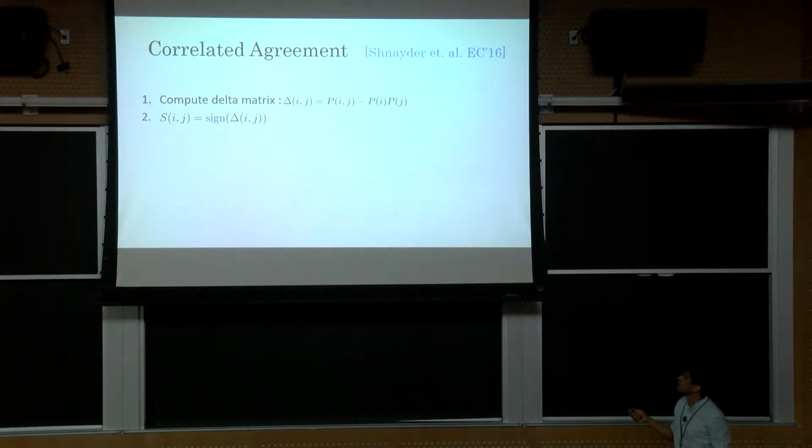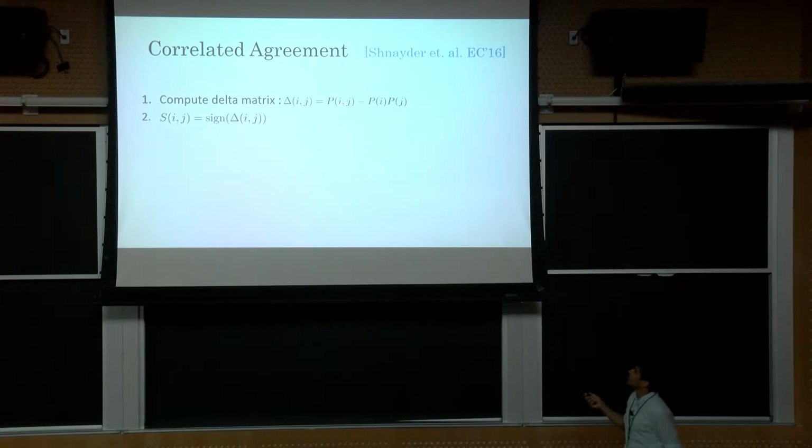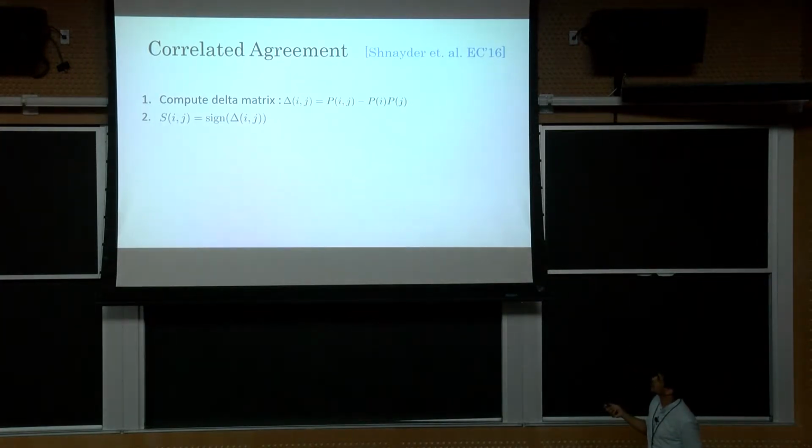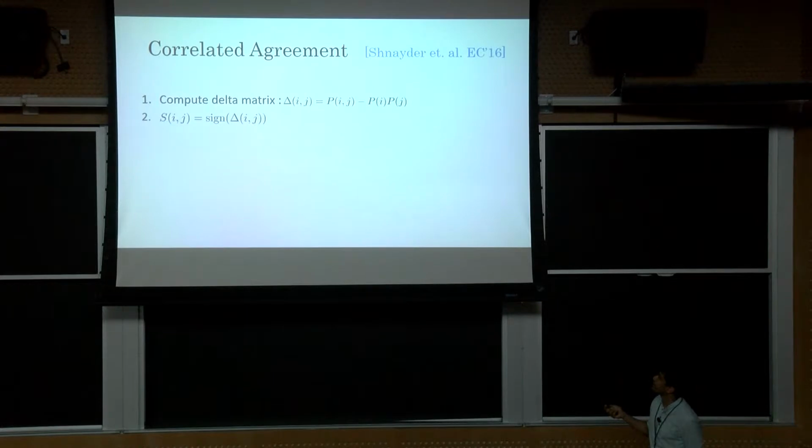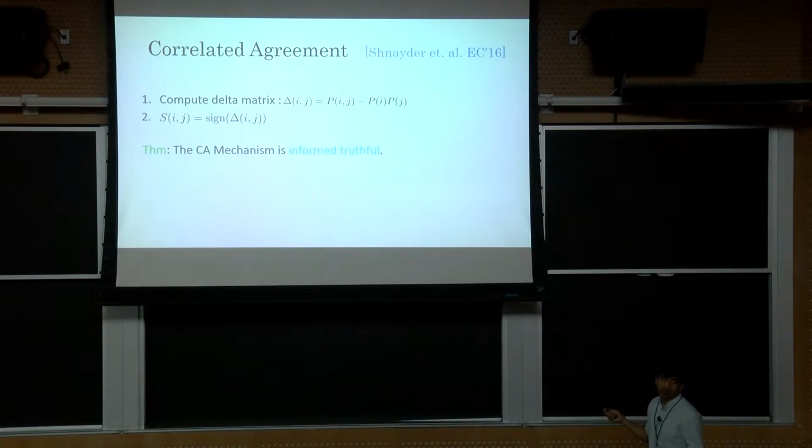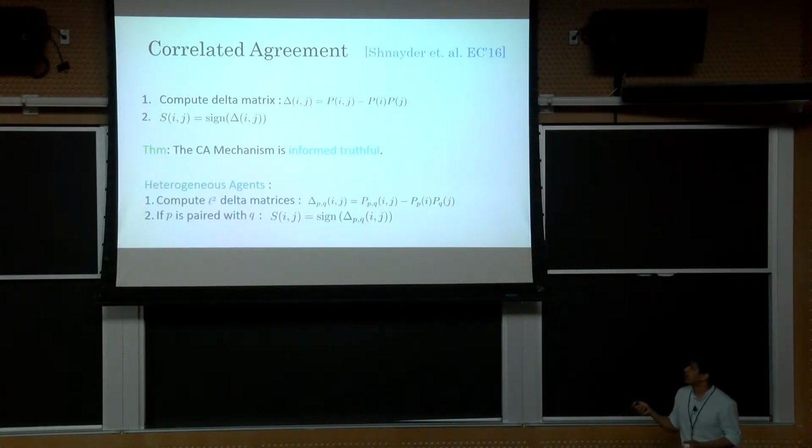Throughout this talk we'll use different delta matrices, so I just want to highlight that this is a key part of our talk. With this generalization, the CA mechanism can again eliminate any uninformed equilibria. And if you go to heterogeneous agents, a natural generalization would be to just learn the delta PQ for every pair of agents P and Q, and then use the sign of the corresponding delta matrix when agent P is paired with user Q.